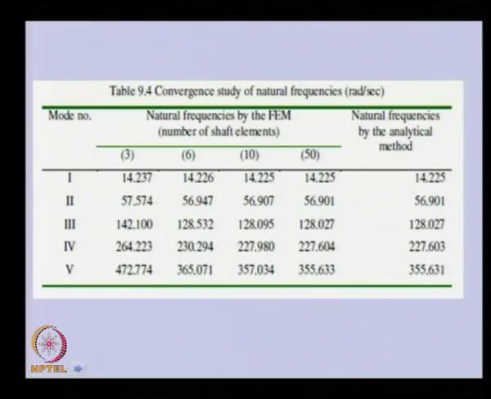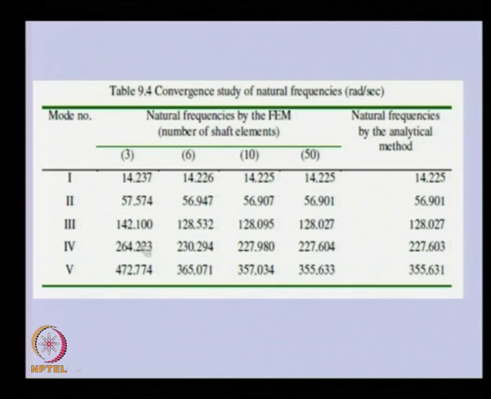So, if we obtain the eigenvalues, this is for the 3 element mesh for which I have shown the illustration. If we take the square root of the eigenvalues, we will get the natural frequencies. So, these are the natural frequencies for the first mode, second, third, fourth, fifth.